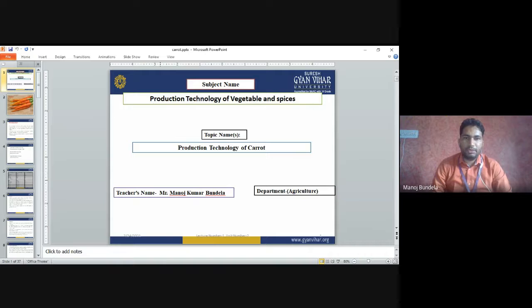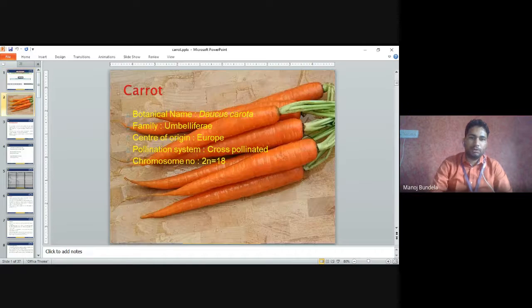So today we will discuss the production technology of carrot and radish. Carrot and radish are both root crops. Normally the roots are used for consumption. They are consumed either raw or cooked.